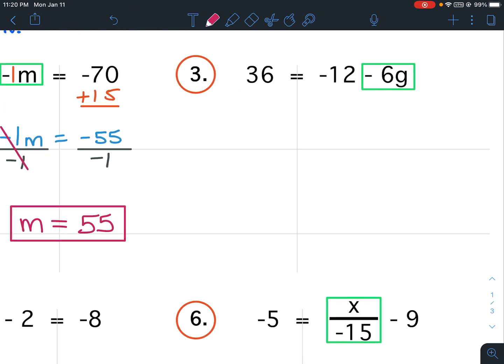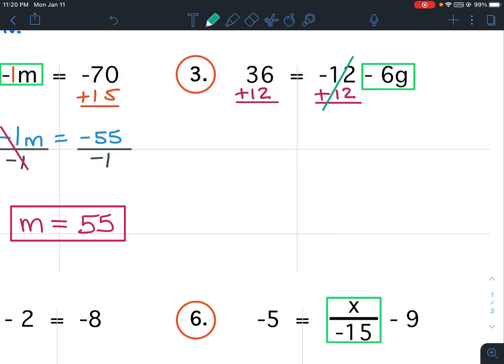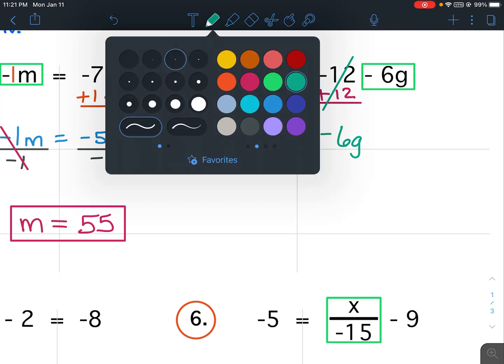Number 3, the number outside of the box is this -12. The opposite of -12 is +12. So I'm going to add 12 to both sides. The 12s cancel. 36 plus 12 is 48. So 48 equals -6g. Notice I keep the variable on the side that it starts. Do not put the g on the left side.